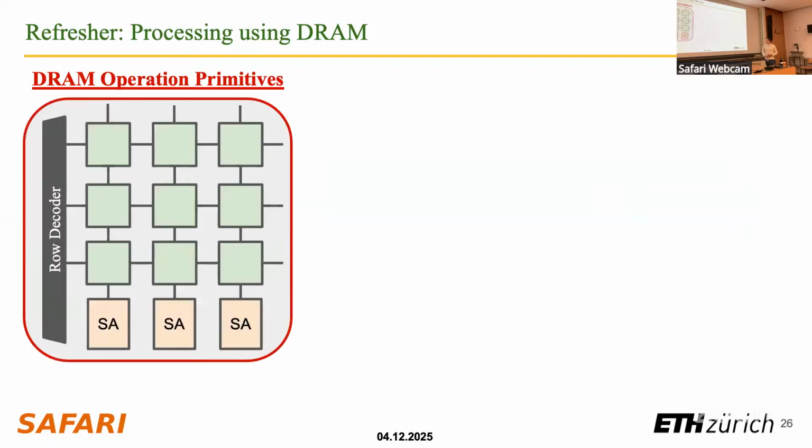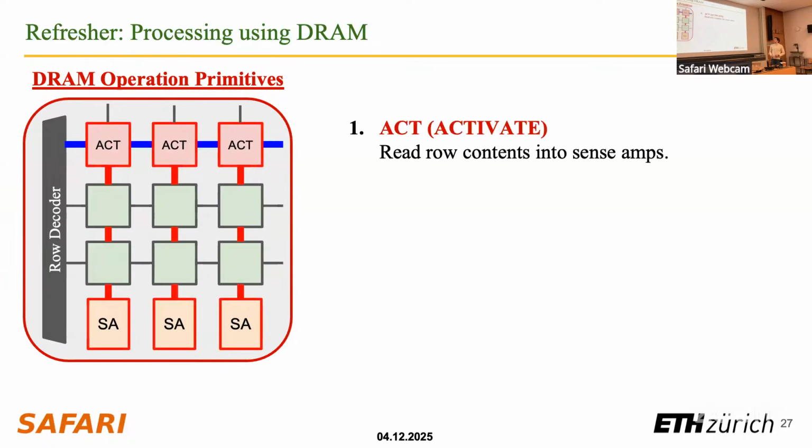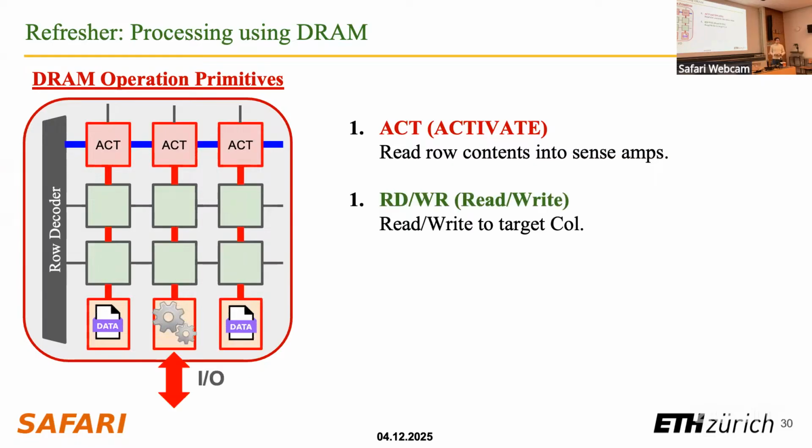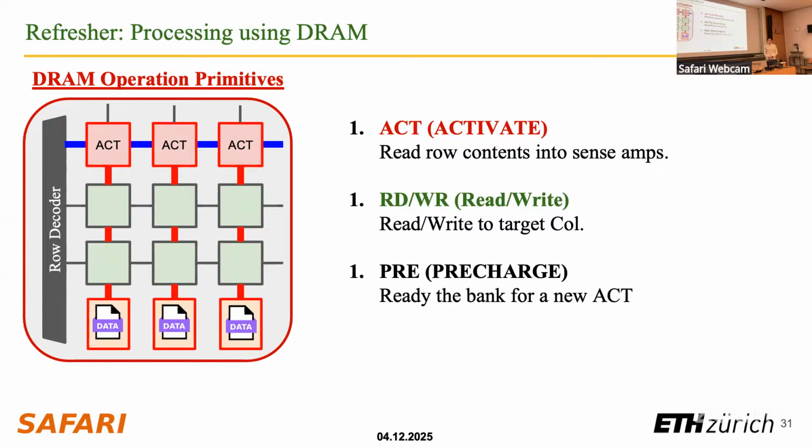Okay, so there's a couple of operation primitives that we need to look at to understand what DRAM does. Kim has already mentioned them, so I'm going to speed through this a little bit. We have the activate command, which reads the row contents into our sense amplifiers. Once they're in our sense amplifiers, we can do some operations on them. We can read from them, we can write to them. And then in the end, we need to pre-charge the cell because DRAM readout is a destructive process. The charge needs to be reinstated.